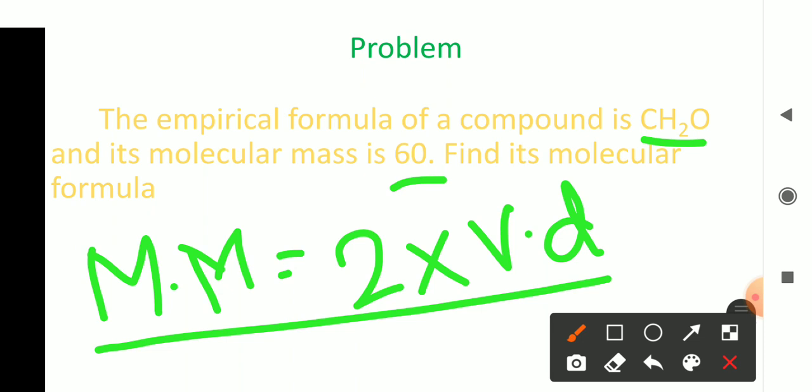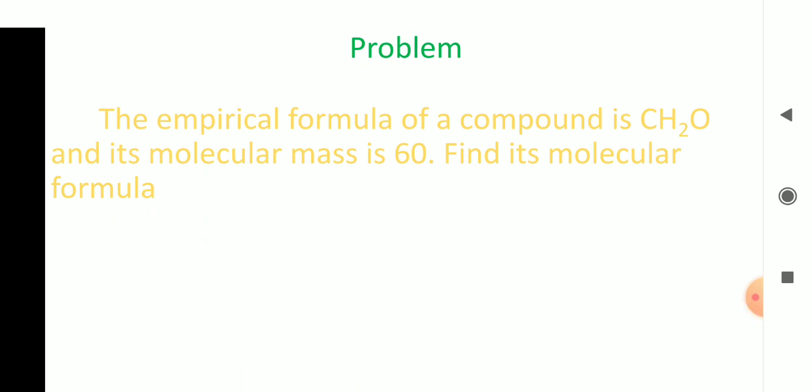Is it clear? So in this problem, what are the things given? There are two things given. One is the empirical formula of a compound, which is CH2O, and the other one is its molecular mass, that is 60. By using this data, we have to find the molecular formula of the compound.